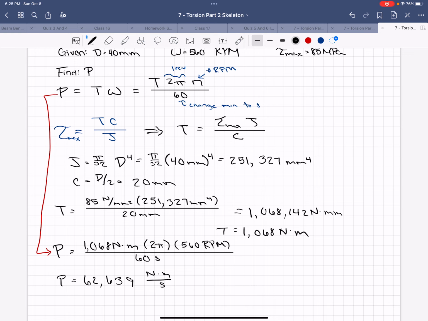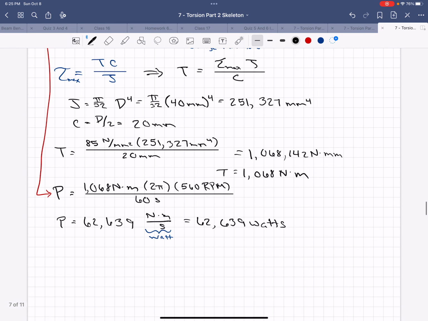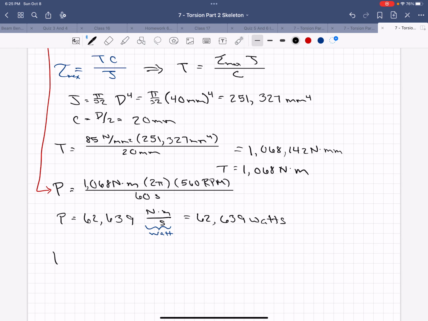And guess what this is? That is a watt. So this equals 62,639 watts, but we're supposed to give it in kilowatts. So power equals 62.6 kilowatts. All right.